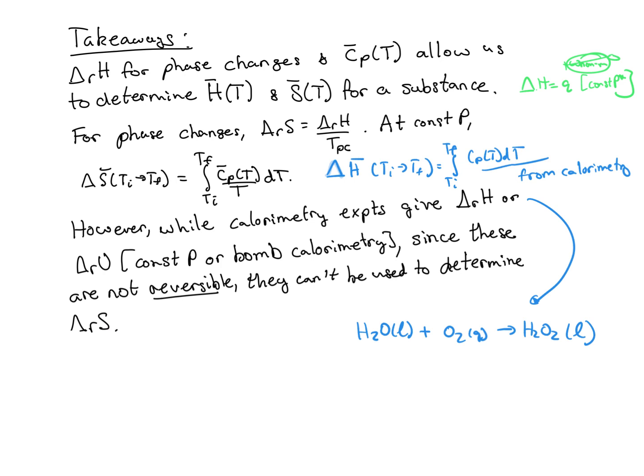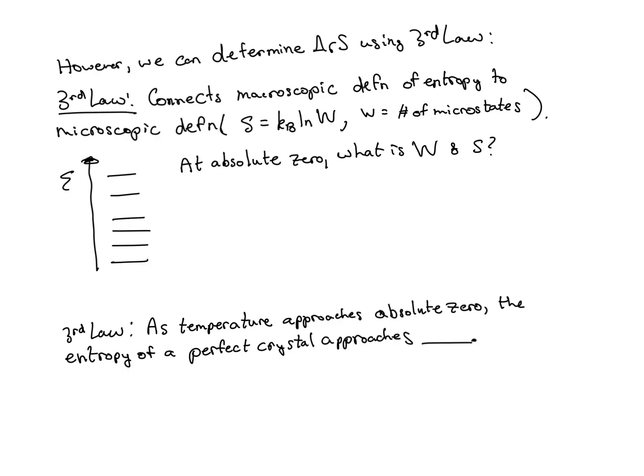So we're going to need another approach to get this delta rS for chemical reactions, because our normal definition relies on having a reversible process, and we don't necessarily have a good reversible process for chemical reactions. But we can get delta rS indirectly if we use the third law of thermodynamics. The third law connects our macroscopic definition of entropy back to our microscopic definition. S is kB ln of W, where W is the total number of microstates.